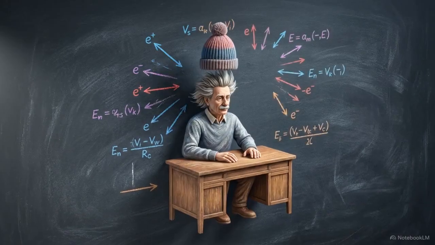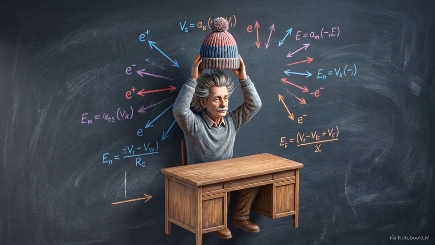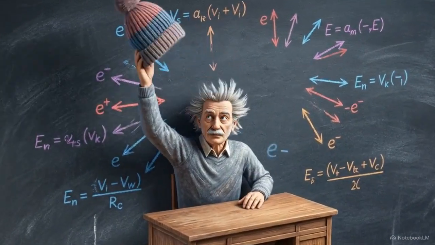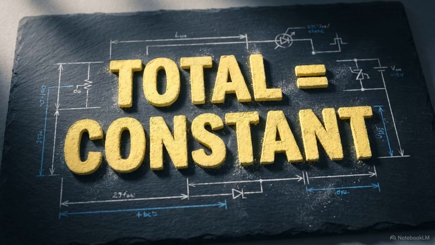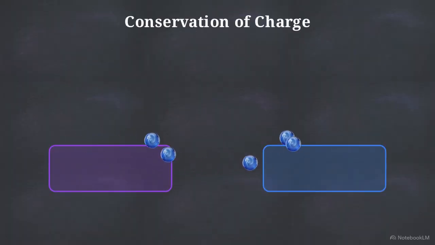A common question students ask right about now is, if we get a static shock, did we just create new electricity? The answer is no. The law of conservation of charge dictates that the total charge in any process is always constant. You are simply moving existing electrons from one place to another.